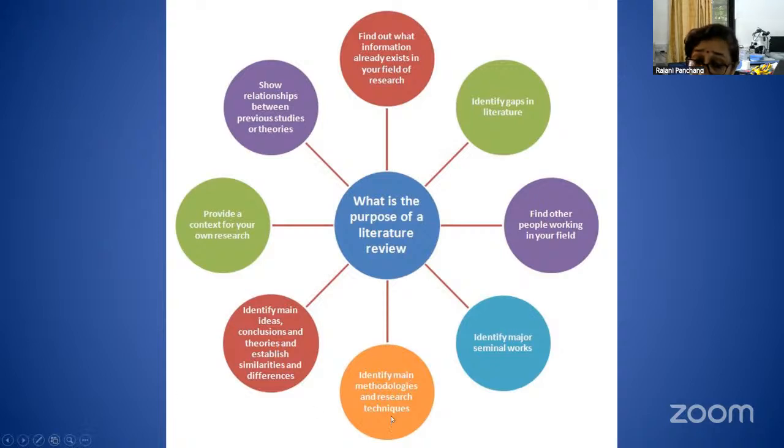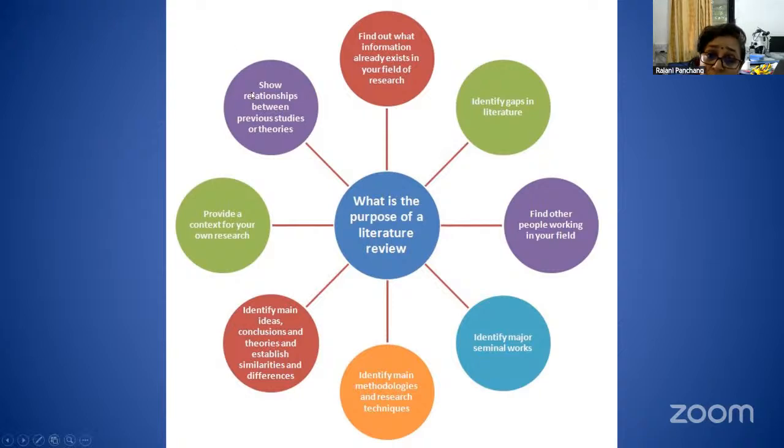Identify main methodologies and research techniques. What new research techniques have come in? What is old? Identify main ideas, conclusions, theories, and establish similarities and differences. You just saw, I said it is similar to this, it is not similar to this. Provide a context for your own research. That is, what is your hypothesis? Where does your work come in? That is something that you're able to show.